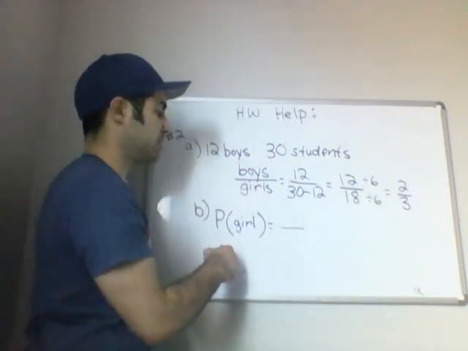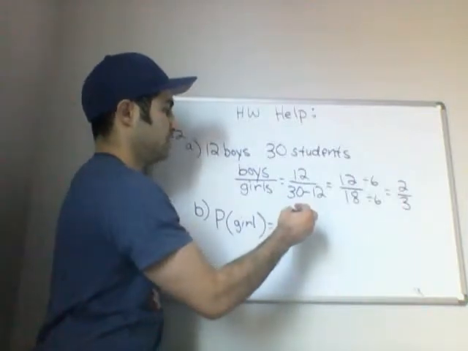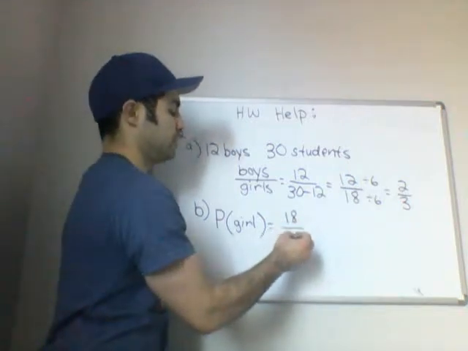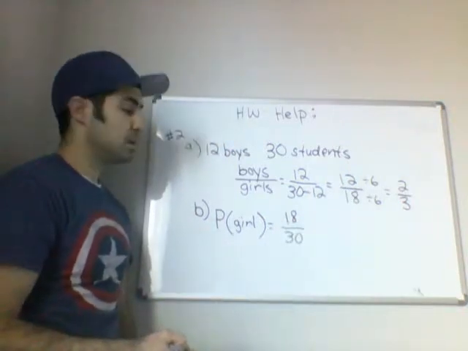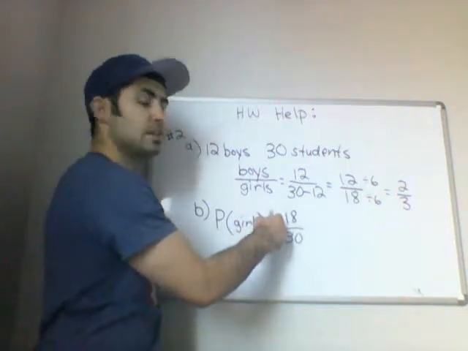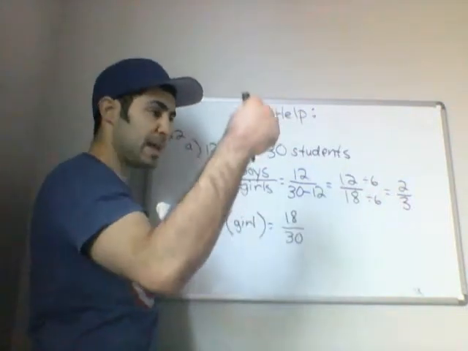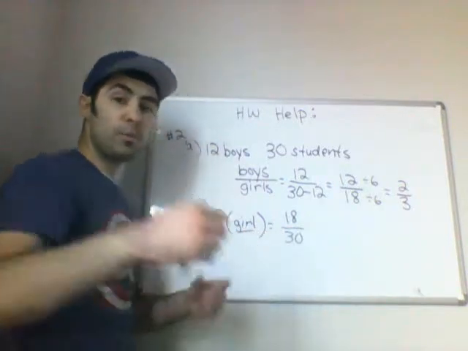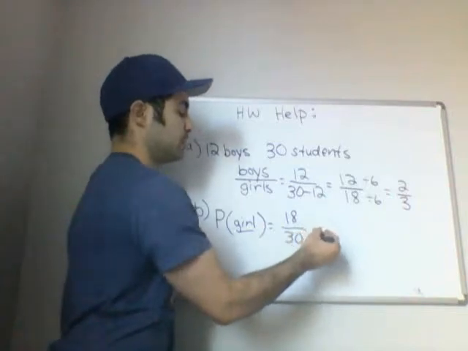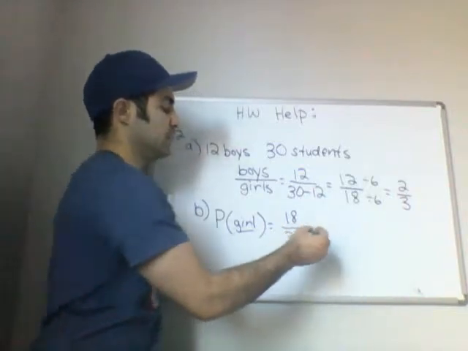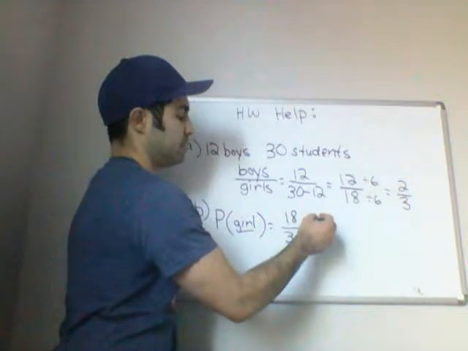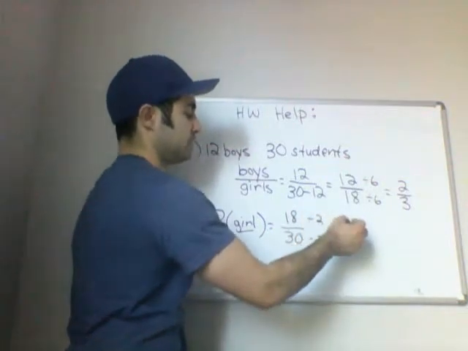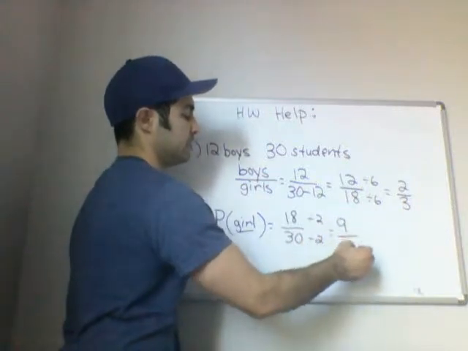Well, how many girls are there? There are 18 girls out of a total of 30 possibilities. Okay? So 18 girls, that's the desired result. You want to pull a girl out of the hat, because that's what it states right here. And total possible outcomes are 30. So then you can reduce those two. So I'm going to divide both of these by 2. These are both divisible by 2. 18 divided by 2 is 9. 30 divided by 2 is 15.